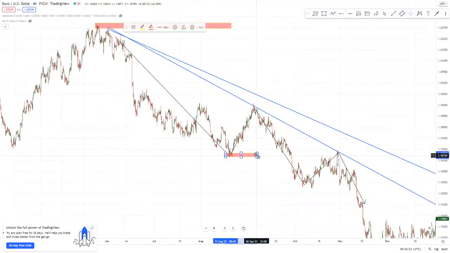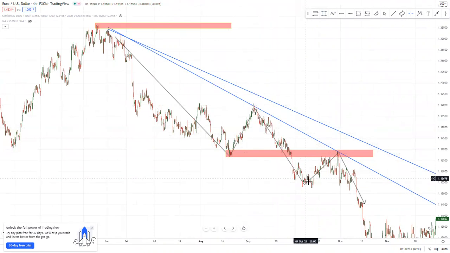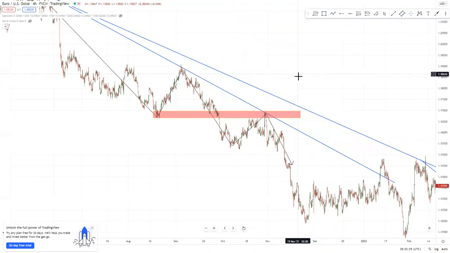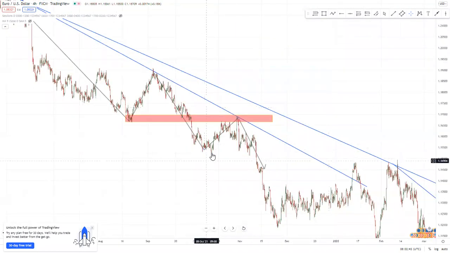So let's draw it out. This support, because this is a downtrend, turns to resistance here. The market came in, bounced up, broke it through. The market comes to retest that line. Then the market bounced off. Do you get that? Same scenario here. This has now turned to support for us.